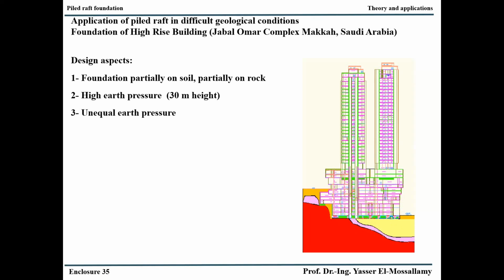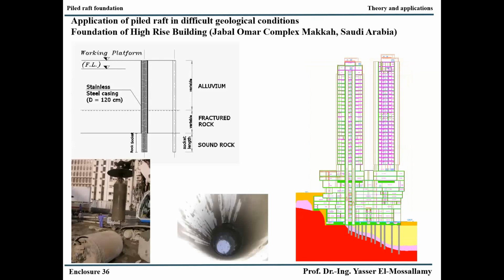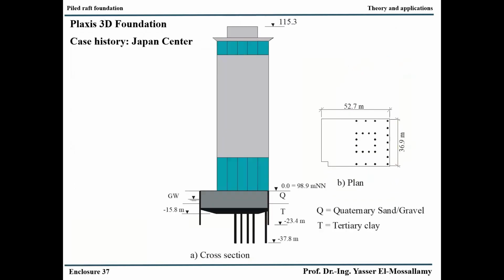How can we construct such a building? This example is the Jabal Omar Towers, just beside the Holy Mosque in Mecca. Therefore, we make a very nice combination. Part of the building is a conventional raft foundation, and part is a conventional deep foundation, and we combine them in one foundation. Then we also apply special techniques for the piles. The piles are poured in stainless steel tubes to prevent any contamination of the groundwater.